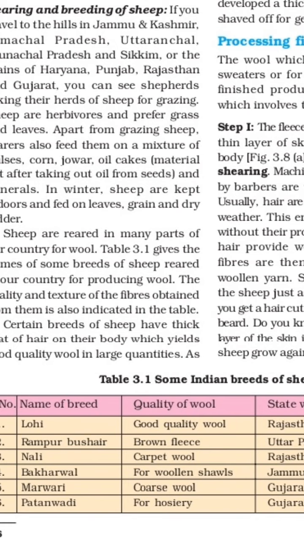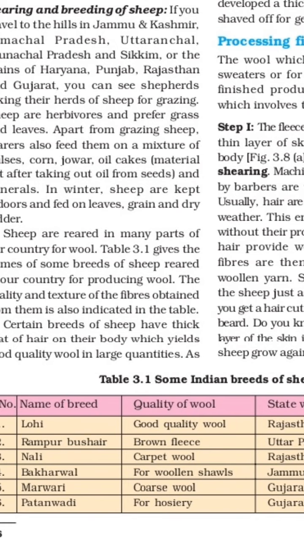Next one, Nali, is a carpet wool, the wool which is used in carpets, and it is found in Rajasthan, Haryana, and Punjab. Next one, Bhakarwal: this wool is used for woolen shawls, and it is found in Jammu and Kashmir.